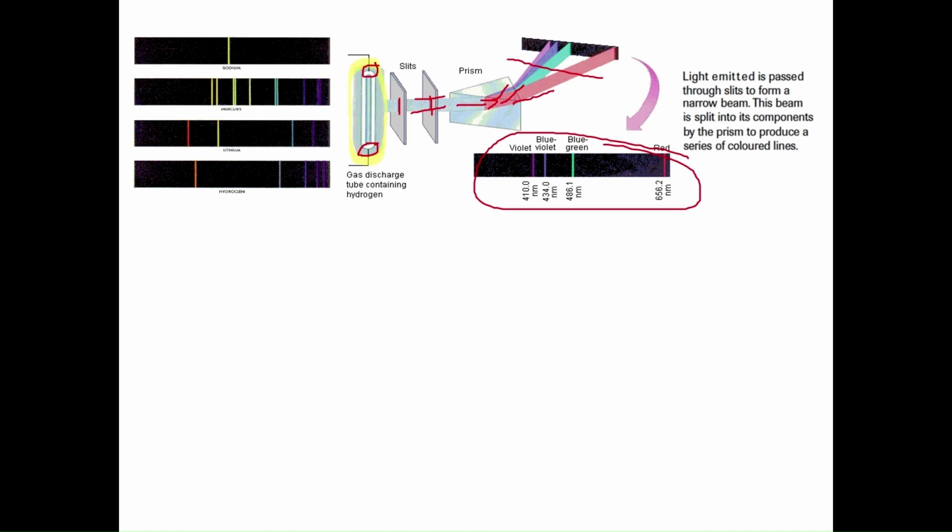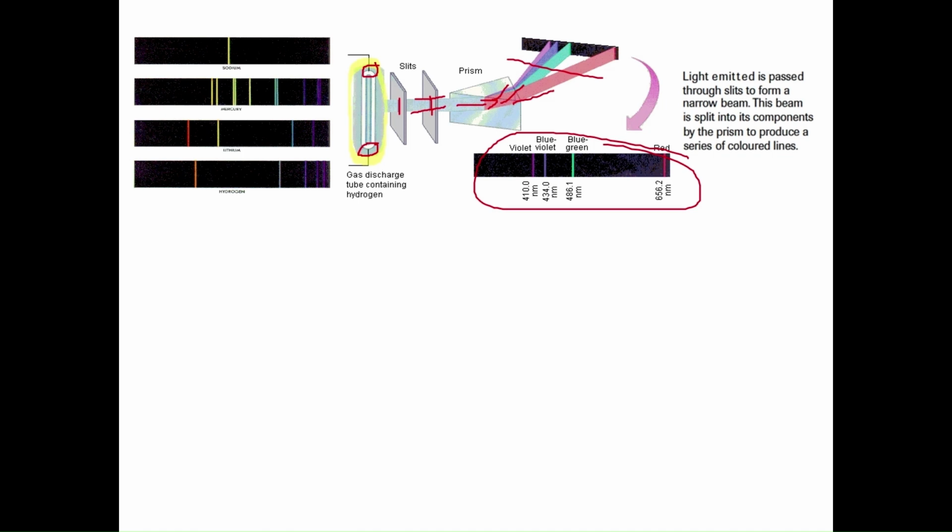Now, if the element can't be gaseous at room temperature, what we do is we actually burn that element. So it is possible. All you really have to do is add a lot of energy to an element and cause it to emit light, okay?